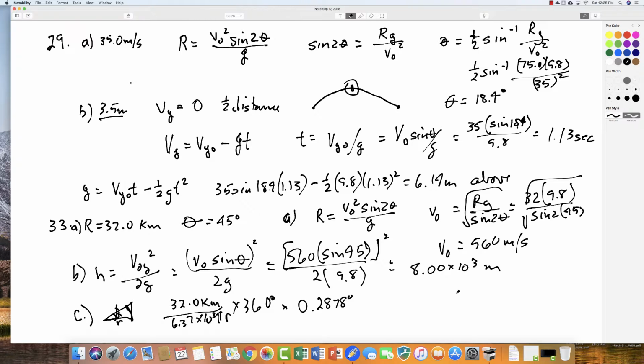Now if you take that and realize that this line radius r is equal to x times cosine of alpha, that means that x is going to equal r divided by the cosine of alpha. And if you take the cosine of 0.2878 and divide that into the radius, you get 6.37008 times 10 to the third.